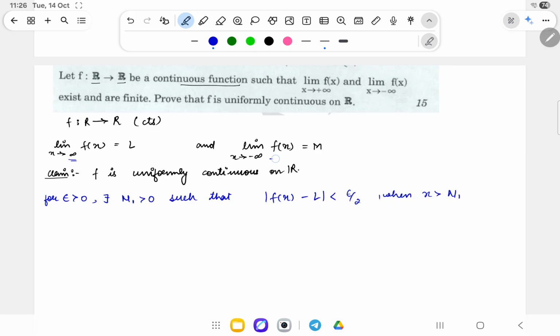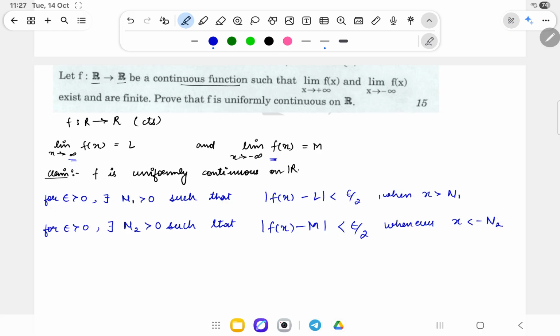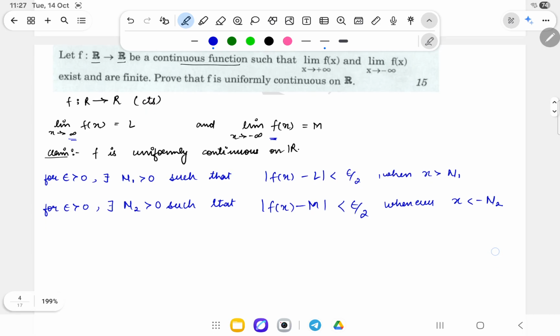Likewise, we can write for epsilon greater than 0, there exists a number, let's say n2, which is also greater than 0, such that mod of f(x) minus m is less than epsilon by 2 whenever x is less than minus n2. Now we are taking here epsilon by 2 so that we can balance it out in the later stages. You can take epsilon as well, that is also fine.